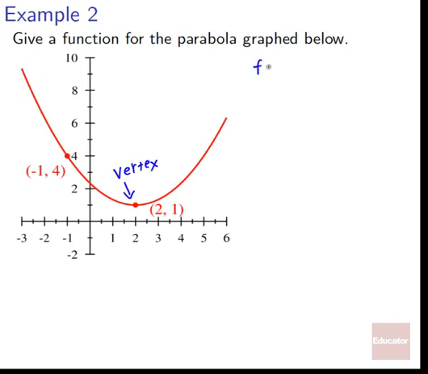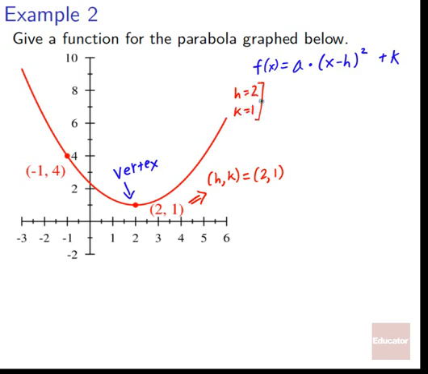So f of x equals a times x minus h squared plus k. Great. So what is our h comma k? Well, h comma k is going to come out of this. So h comma k is what our vertex is, which is 2, 1. So h equals 2, k equals 1.